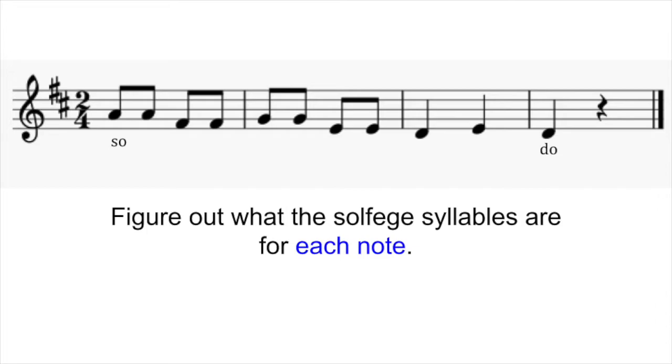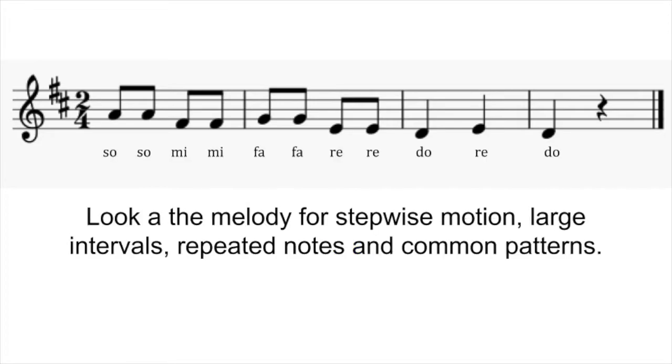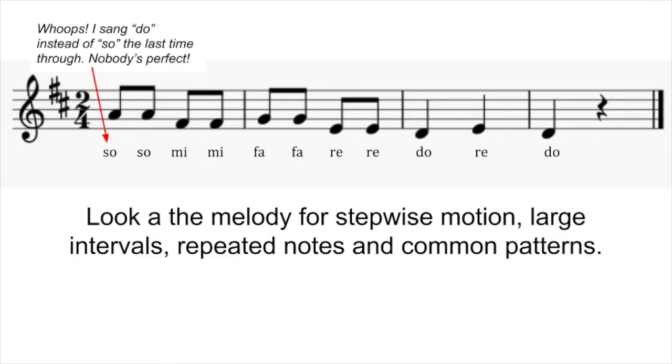Figure out what the solfege syllables are for each note, or at least find do, mi, and so on the staff. Look for stepwise motion, large intervals, repeated notes, and common patterns. Then sing through the notes without rhythm. Here's do, starts on so, do, mi, so, mi, jumps to mi, fa, back to fa, down to re, then do, mi, fa, re, do. That's the tune. Now what about rhythm?